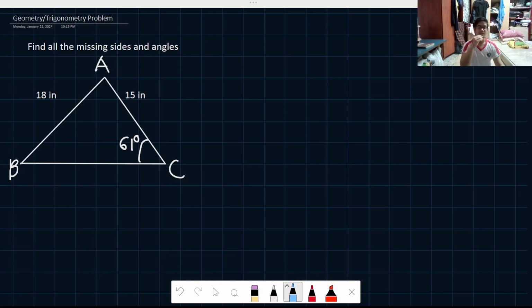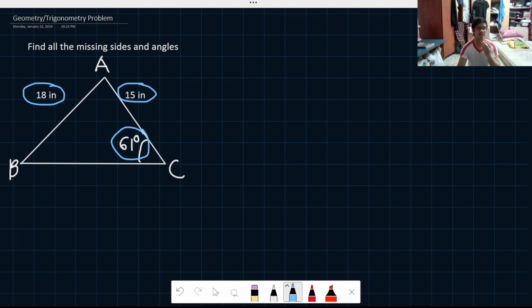Let's find all the missing sides and angles in this given triangle. So here we have a triangle ABC. I named this triangle ABC because of the corners of the triangle. We have letter A, letter B, and letter C. If you take a look at the triangle carefully, we have 18 inches, 15 inches, and 61 degrees as our givens.